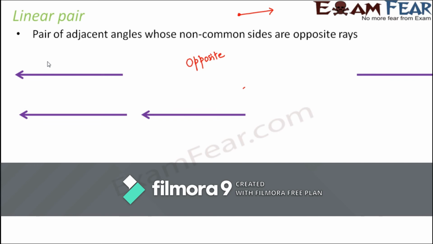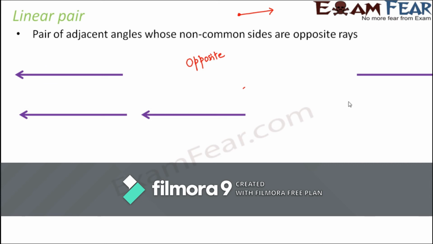Okay, now let us try to understand the definition of linear pair. A linear pair is two angles which are adjacent, that means which are located side by side. They should satisfy all the criteria to become adjacent. At the same time, their non-common sides are opposite rays.